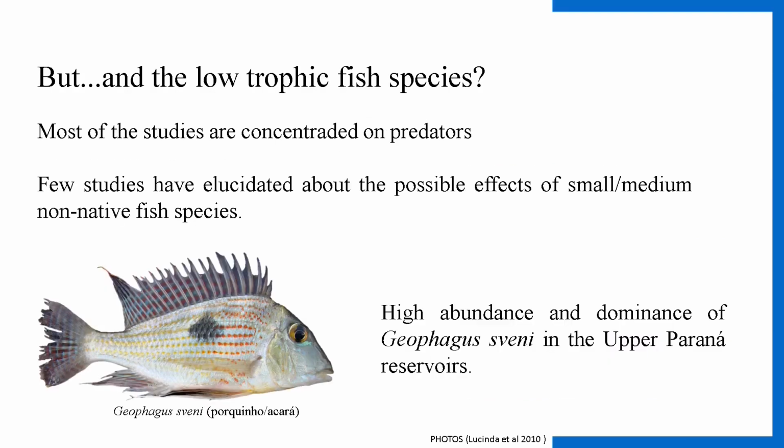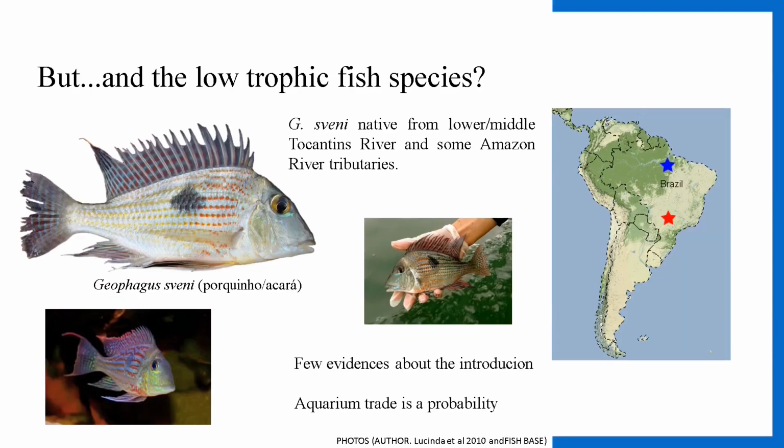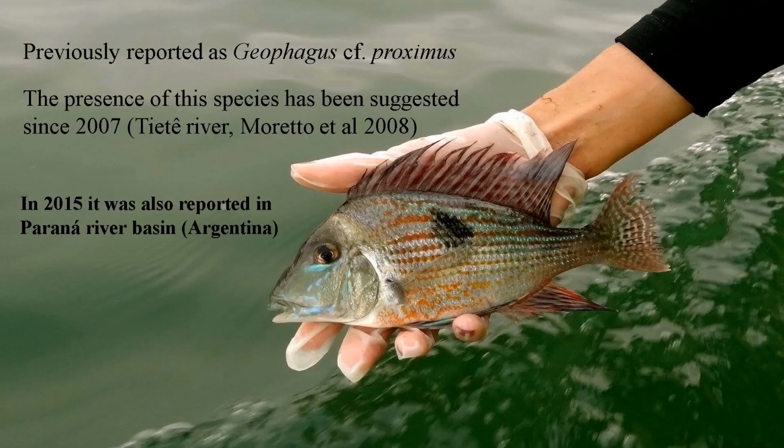Most of the studies are concentrated on predators, but for fish species which occupy a low trophic level in the food chain, we have few studies which have elucidated the possible effects of small or medium non-native fish species. For example, we have the Hemiodus veni, which has high occurrence and dominance in the Upper Paraná reservoirs. This species is native from the lower and middle Tocantins River and some Amazon River tributaries. And we have little evidence about the vector of introduction and the year of introduction, but the most probable vector was the aquarium trade.